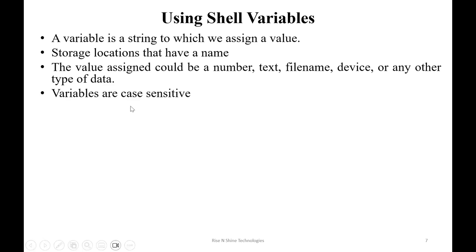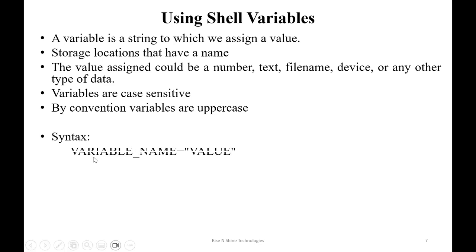Variables are case sensitive. If I define my shell with small letters and my shell with caps letters, that means I have defined two variables. They are all case sensitive. By convention, variables are uppercase. Whenever you are defining variables, as a standard format, we use uppercase letters.